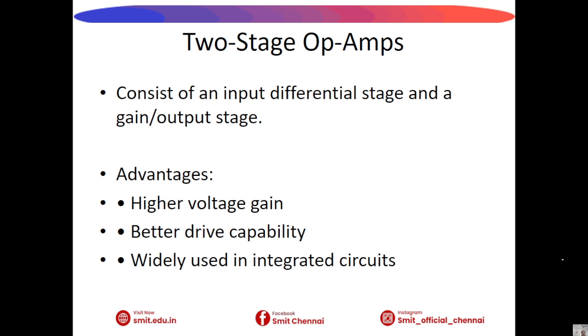Next, we see about the two-stage op-amp. To achieve higher gain, engineers often use a two-stage op-amp architecture. The first stage is usually a differential amplifier that provides initial gain and good common mode rejection. The second stage further amplifies the signal and provides output driving capability. Two-stage op-amps are widely used in integrated circuits because they offer high gain and improved overall performance.